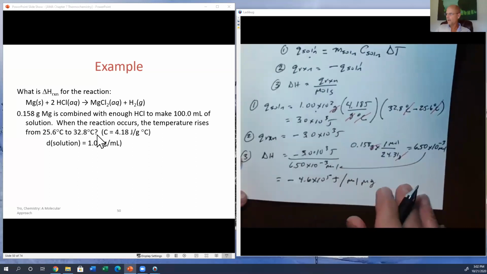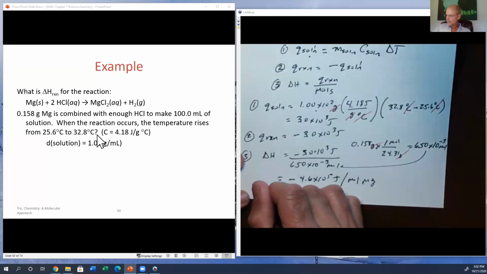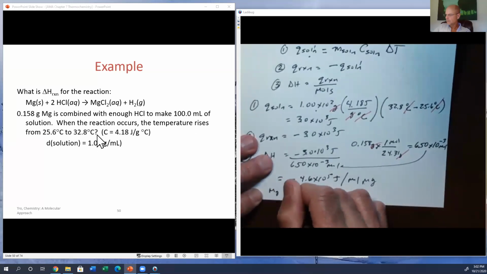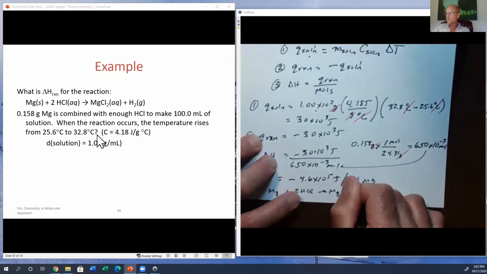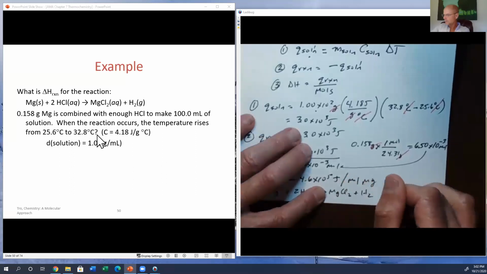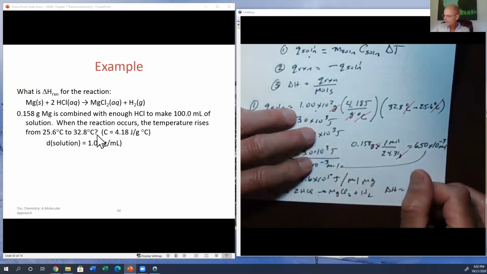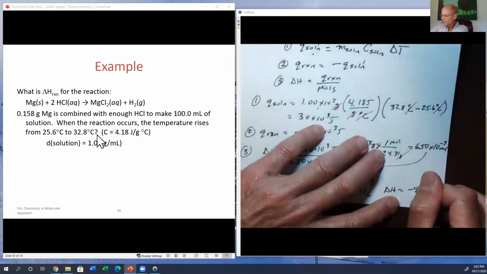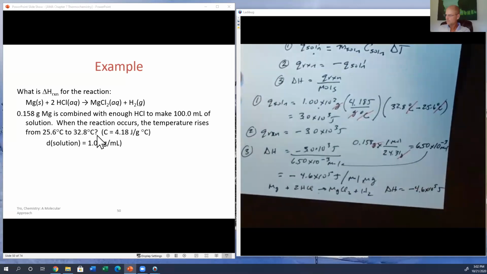So if I were to write that reaction for 1 mole of magnesium, I would write magnesium plus 2HCl goes to MgCl2 plus H2. Delta H is equal to negative 4.6 times 10 to the 5 joules.